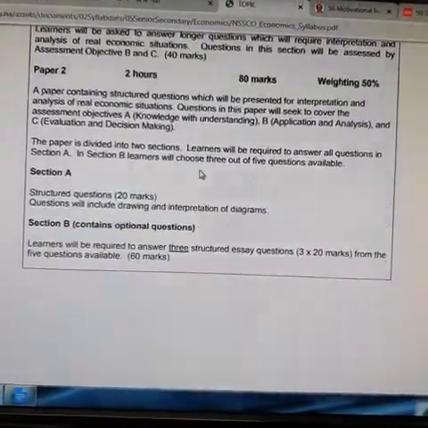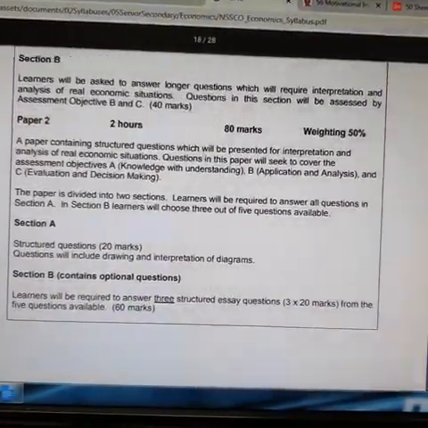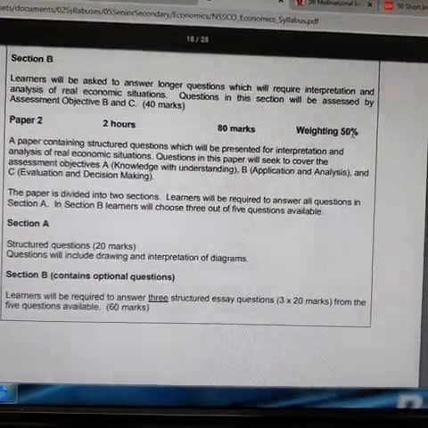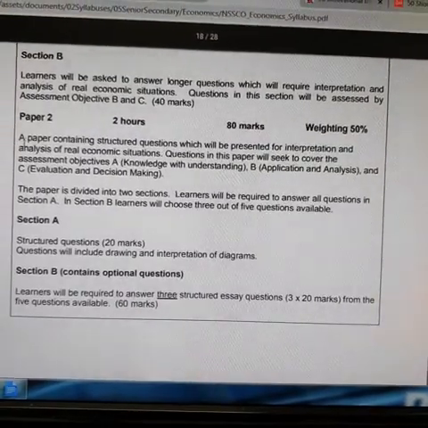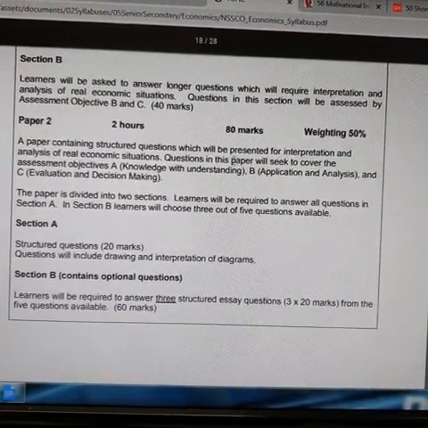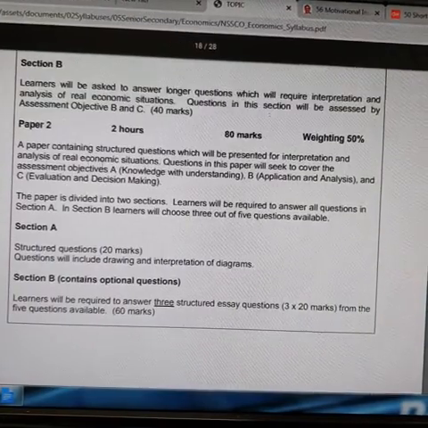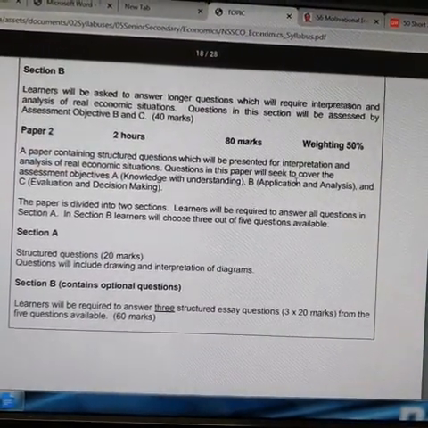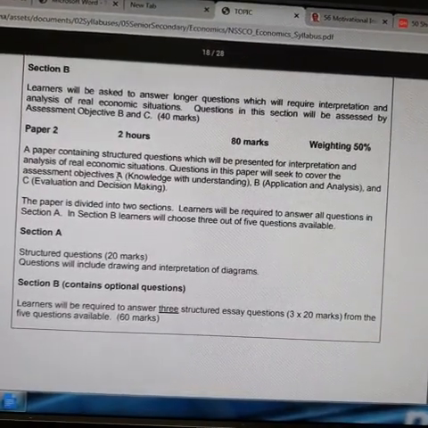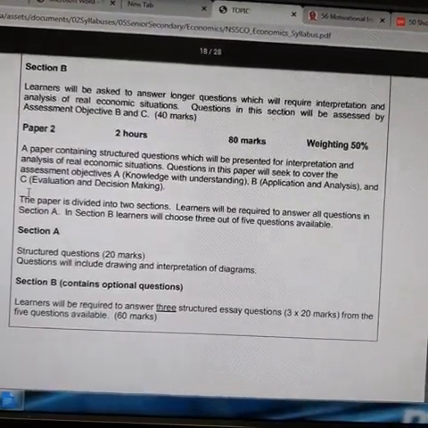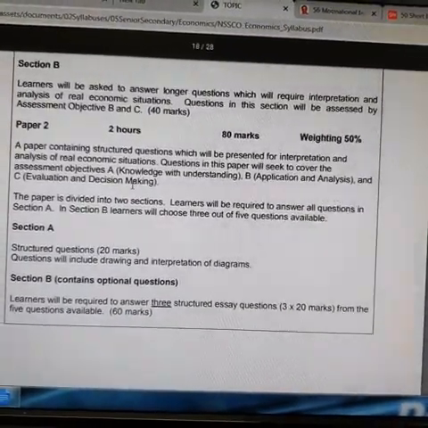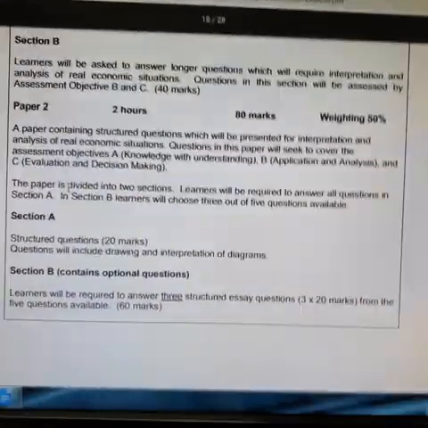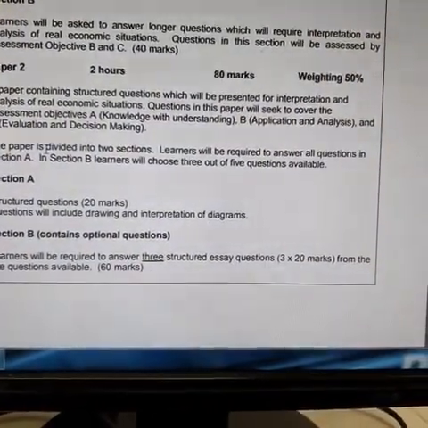All right, so paper 2 goes on again. Paper 2 is only 2 hours, it should be out of 80, and it must also weigh 50%. It is a paper containing structured questions which will be presented for interpretation and analysis. Questions in this paper will seek to cover assessment objectives A, B, C again, almost the same as in paper 1. But now they indicate how you are supposed to develop or structure this question paper.